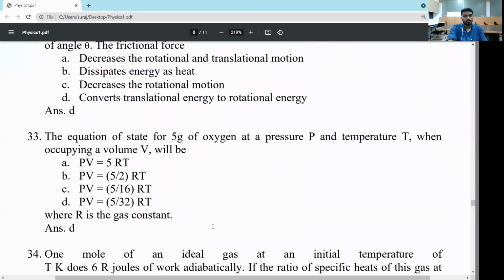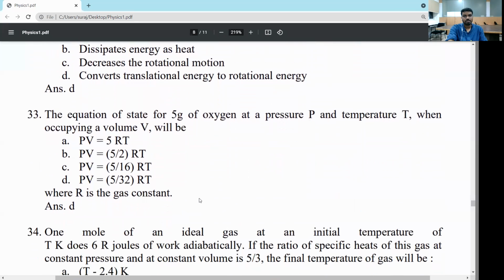Question 33. Equation of state for 5 gram of oxygen at a pressure P and temperature T, occupying a volume V will be... 5 gram of oxygen, right? And number of moles will be mass by molecular weight. Molecular weight 32. PV is equal to nRT, with n as 5 by 32.